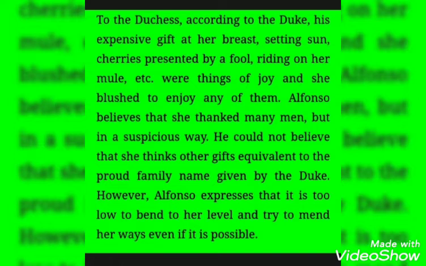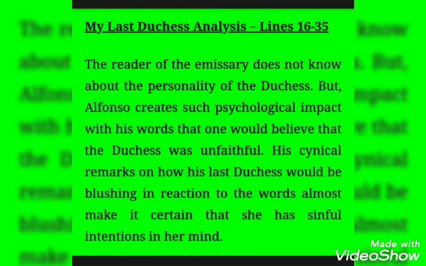However, Alfonso expresses that it is too low to bend to her level and try to mend her ways, even if it is possible. The reader of the Emissary doesn't know about the personality of the Duchess, but Alfonso creates such psychological impact with his words that one would believe that the Duchess was unfaithful. His cynical remarks on how his last Duchess would be blushing in reaction to the words almost make it certain that she has sinful intentions in her mind. This is the idea of the Duke's mind.